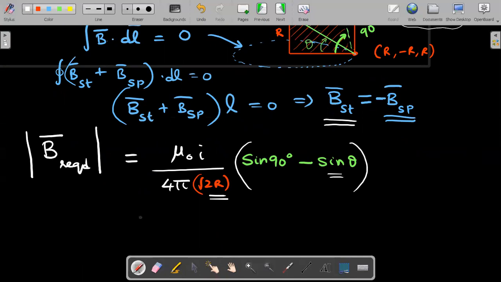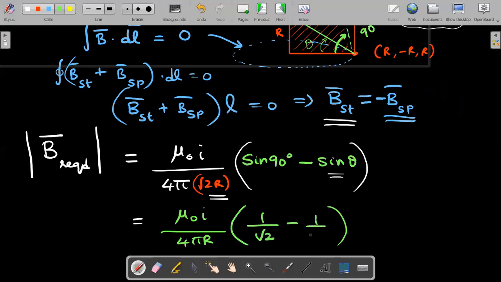So what would be the final result here? The final result would be 1 minus 1 by root 3, and root 2, if I take it in, this would be simply mu naught I by 4 pi r staying outside, but inside it will become 1 by root 2 minus root 2 into root 3, which makes it a root 6. Okay, this is the value.